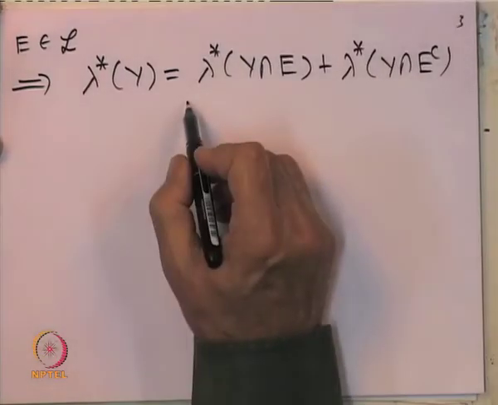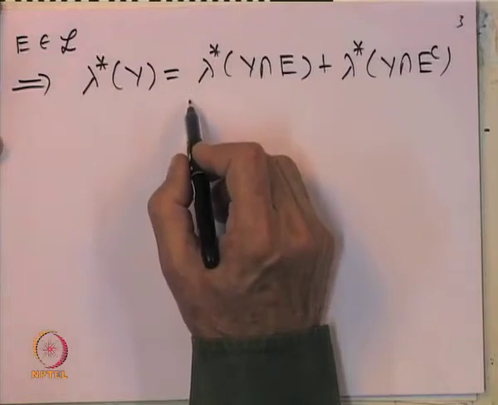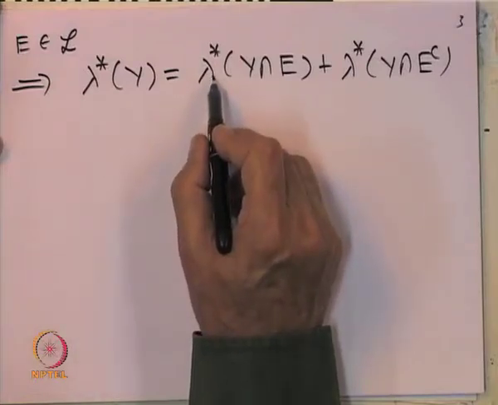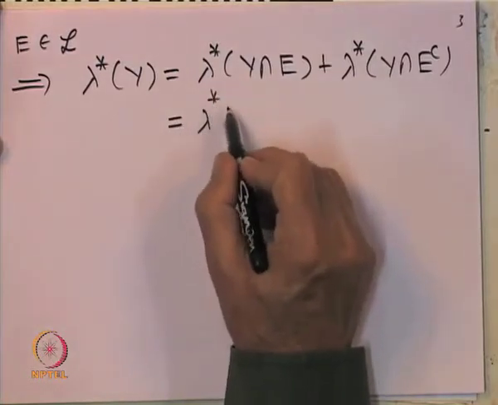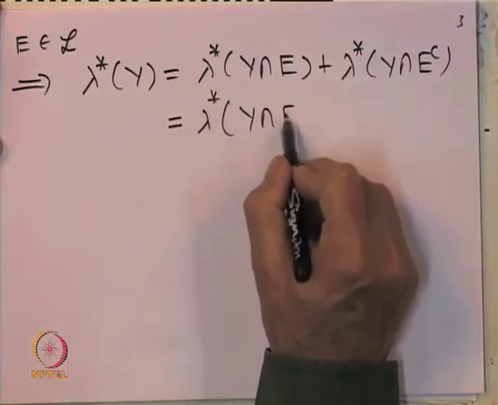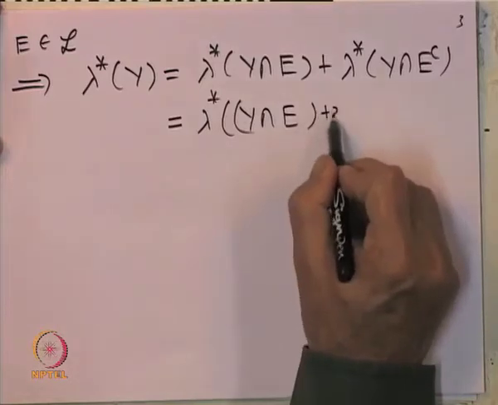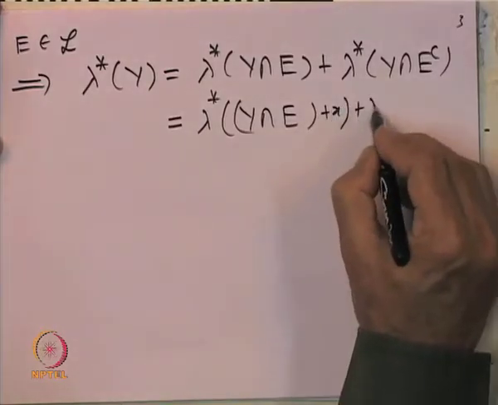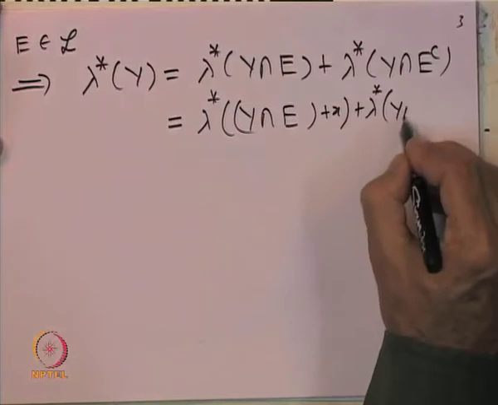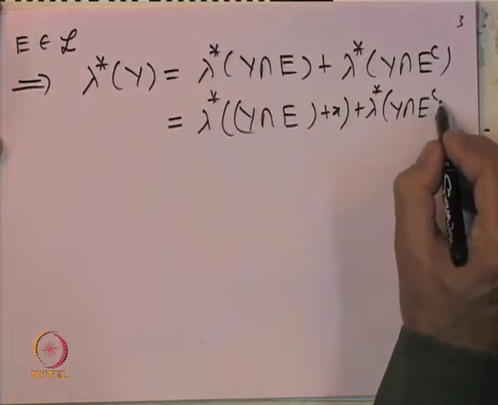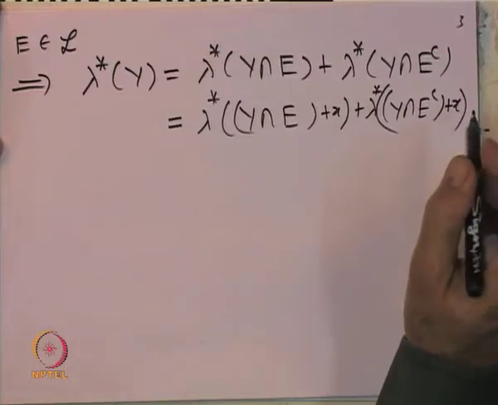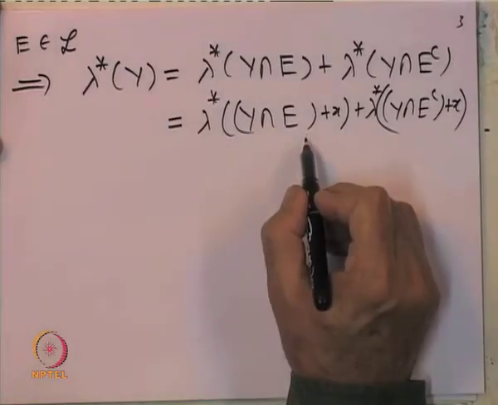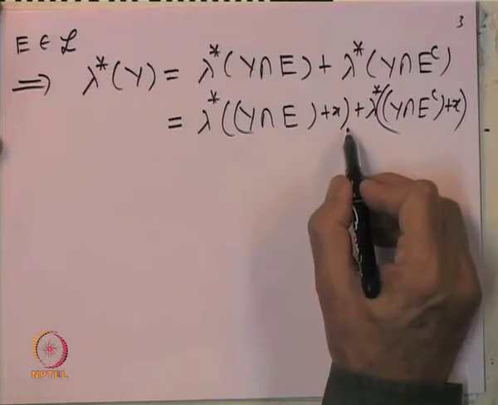And now, observing that outer Lebesgue measure is invariant under translations, we can write this as lambda star of y intersection E plus x plus lambda star of y intersection E complement plus x. Here we are using the fact that lambda star is translation invariant.